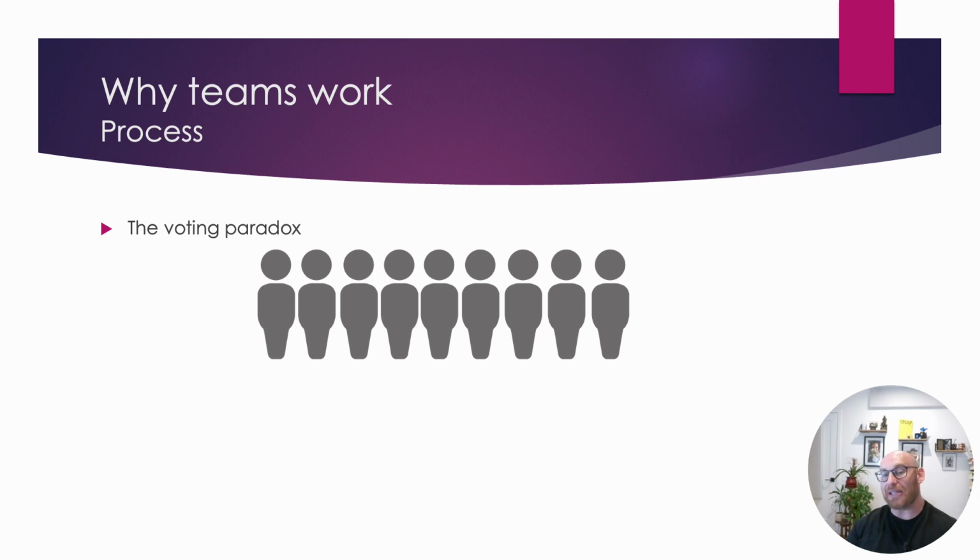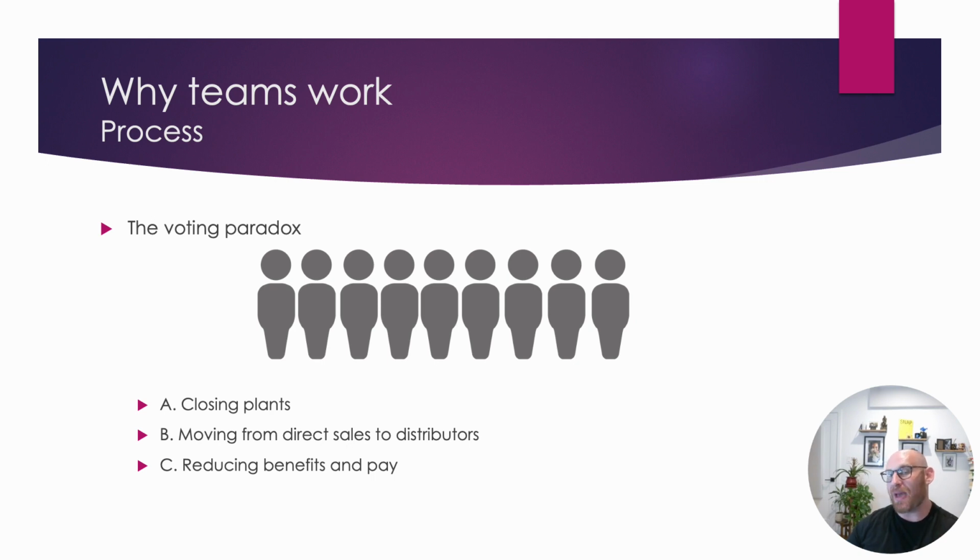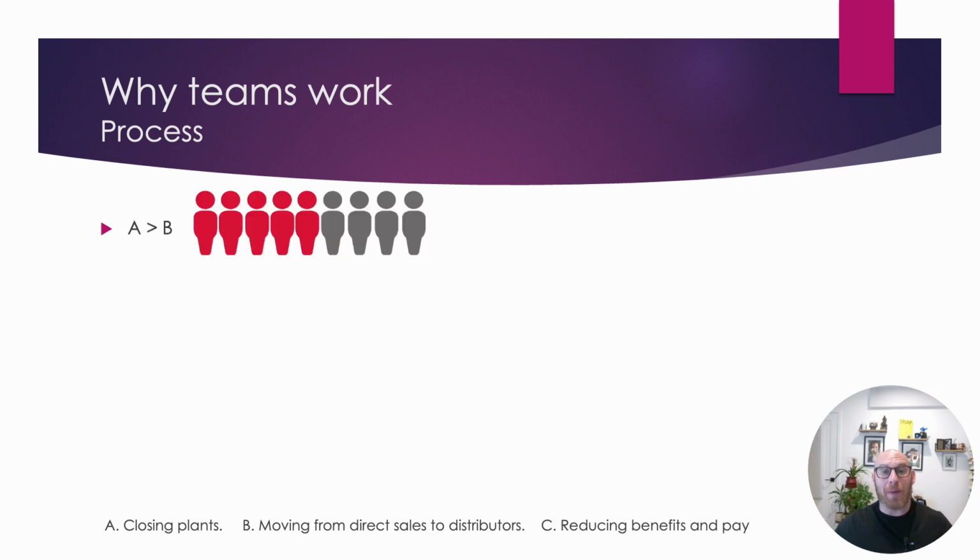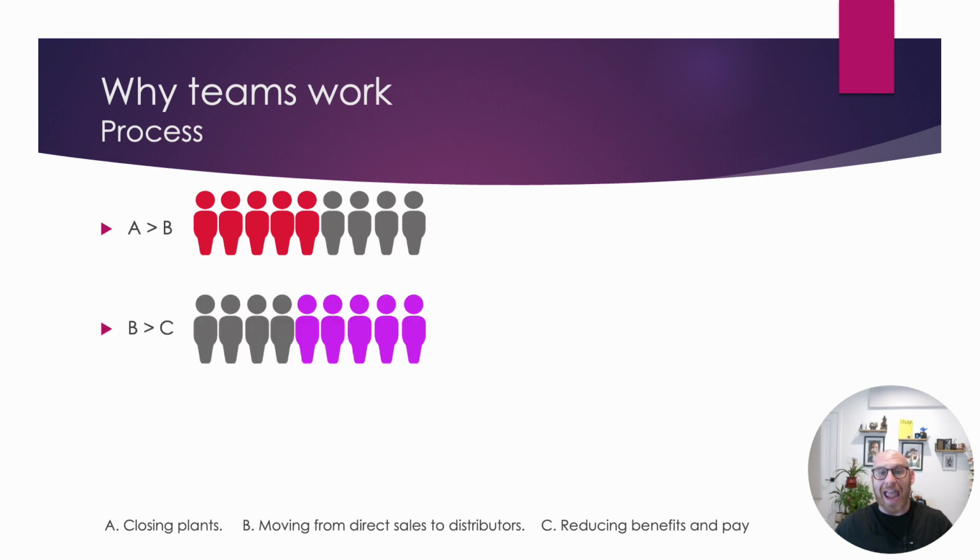Suppose a 9-person leadership team wants to cut costs and is weighing 3 options: closing plants, moving from direct sales to distributors, and reducing the benefits and pay of employees. While any individual leader can rank order their own preferences, it's possible for a majority to be found simultaneously for each alternative. So 5 members might prefer A, closing plants, to B, using distributors, and a different set of 5 might prefer B, using distributors, to C, reducing benefits.